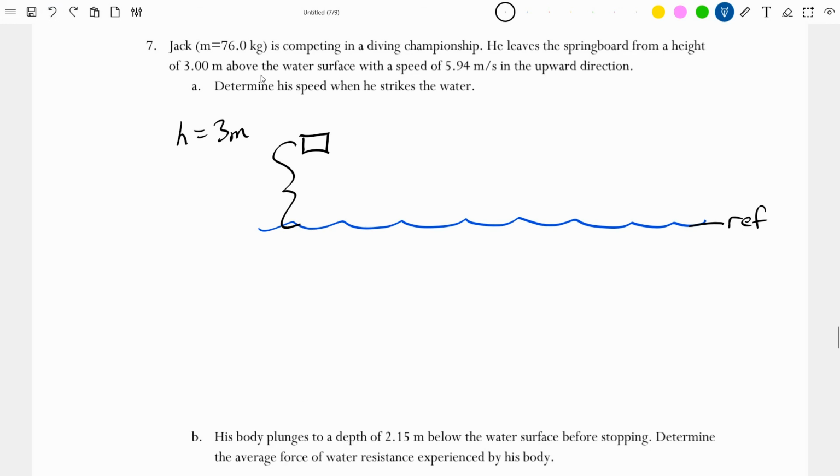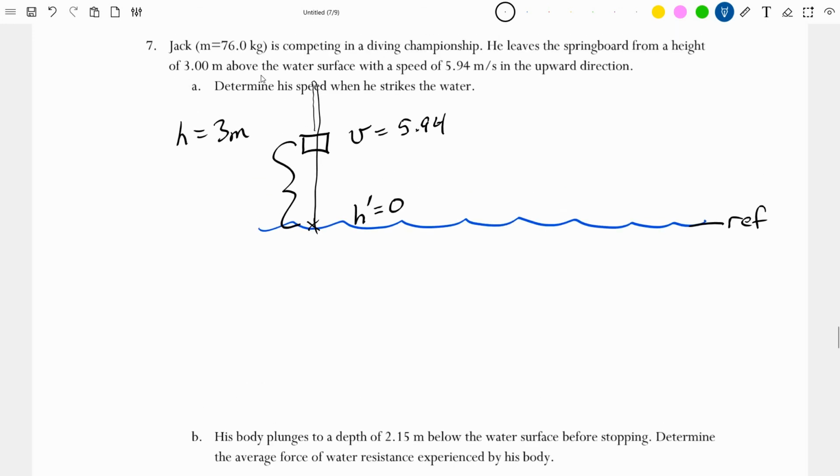So if he started with a height of 3 meters, then as far as part A takes it, he's going to end at a height of 0, which is to say the water surface. He left with a speed of 5.94, so let's say V equal to 5.94. He's already leapt off of the diving board, if you will. He's already jumped. And apparently he's going up, up, down, down, and hits the water surface. So to be clear, that's what we're thinking of right now.